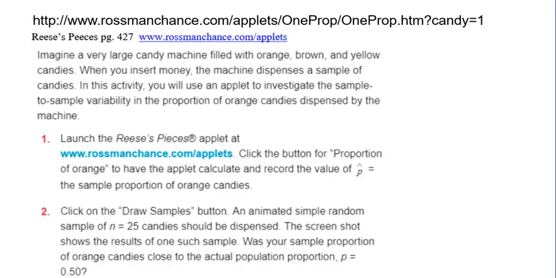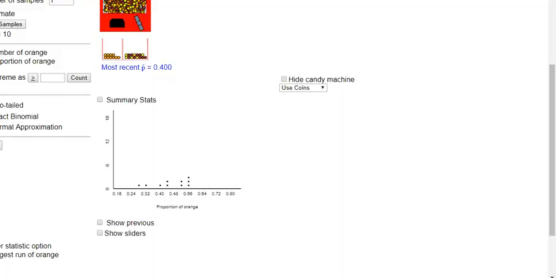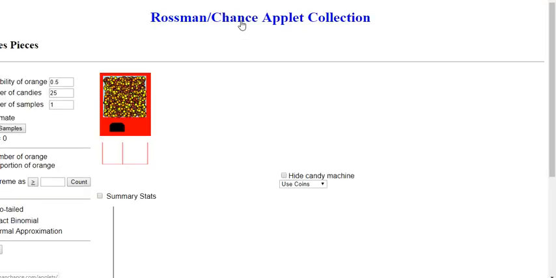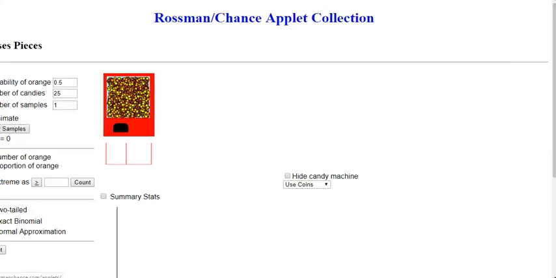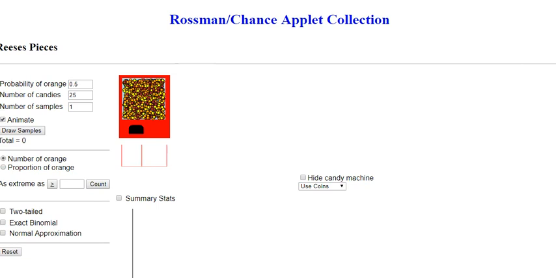All right, so we're going to go to this website, which I already have pulled up. Actually, I'll just go here now. Okay, and we have the Reese's Challenge. I'll move this over here. Okay, so I'm just going to do this. You just have to watch real quick. Don't worry about it. So notice it says we're doing the probability of orange. Okay, we're looking at 25 candies being dispensed down here.